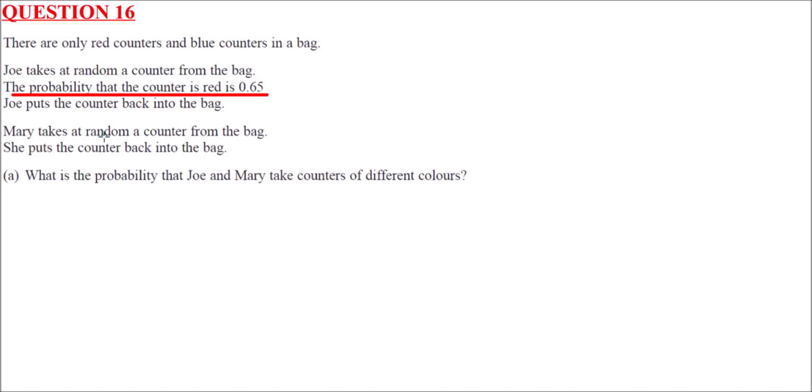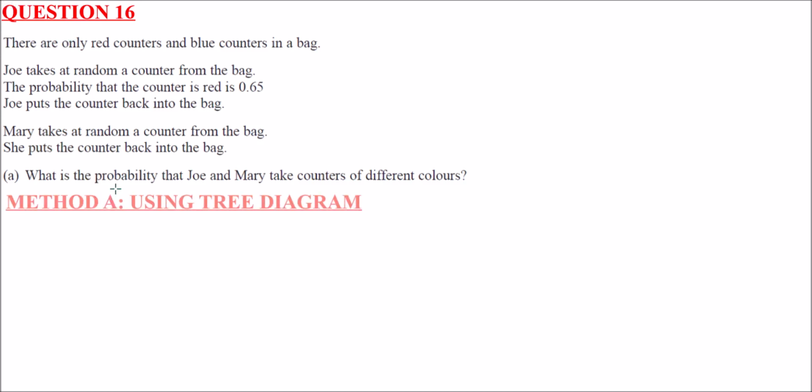Then Mary comes along and takes a counter from the bag as well. Then again, she puts the counter back into the bag. So what's the probability that Joe and Mary take counters of different colours? Well, there's two ways we could approach this, using a tree diagram or without. So first of all, let's think how we could do this using a tree diagram. So essentially, there are two events. The first event is of Joe picking a counter, and the second event is where Mary picks a counter.